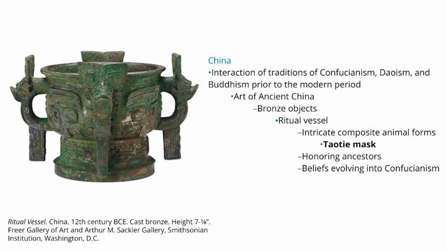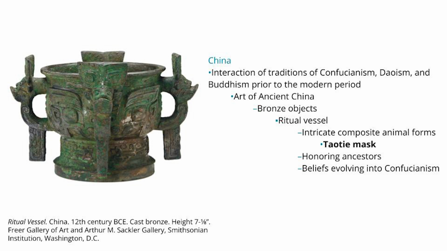So the face in the center of this is called a Taotie Mask, which is a composite monster with wings, claws, and horns. And the meaning of the Taotie Mask is unfortunately unknown by historians right now, but it does appear on a whole lot of different Chinese bronze vessels, such as this one. People think that it is meant to honor ancestors in some way, and that the beliefs around these Taotie Mask creatures evolve later into some of the beliefs that found Confucianism.